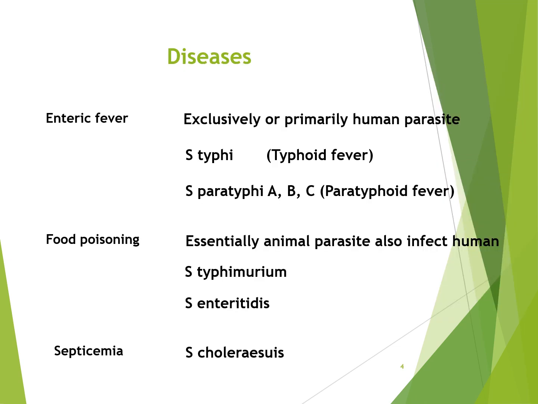Diseases caused by Salmonella include enteric fever, which is caused by Salmonella typhi, and Salmonella paratyphi A, B, and C, which cause paratyphoid fever. Food poisoning, which is essentially due to animal parasites that also infect humans, is caused by Salmonella typhimurium and Salmonella enteritidis, and septicemia is caused by Salmonella choleraesis.